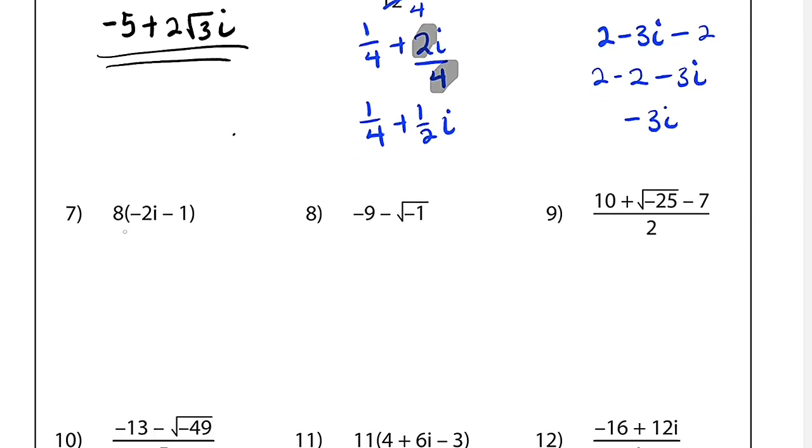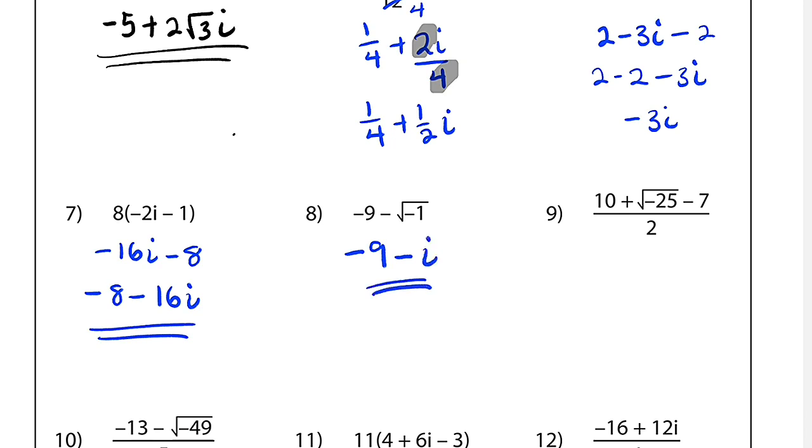Number 7. 8 multiplied by negative 2i will give us negative 16i, minus 8 multiplied by negative 1 is negative 8. But make sure you write the real part first. So this is the same thing as negative 8, negative 16i. It is now in standard form. Number 8, we have negative 9 minus the square root of negative 1. So we have negative 9 here, minus the square root of negative 1 is i. It is now in standard form.